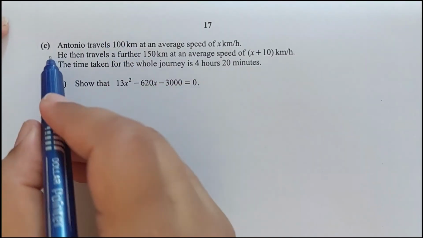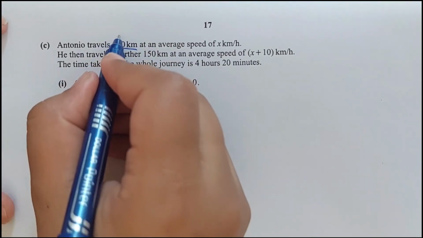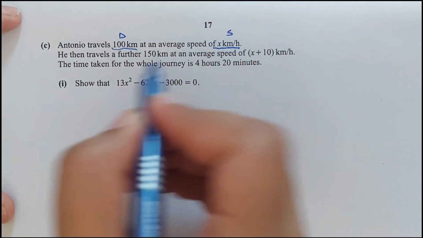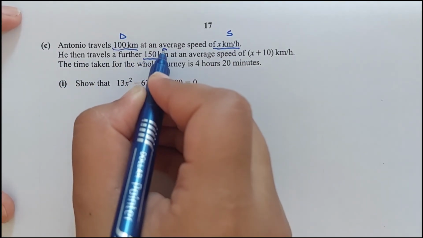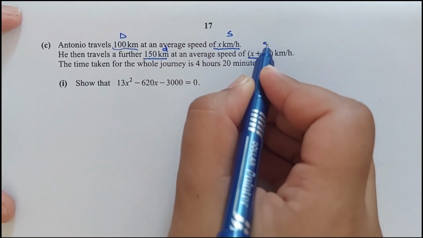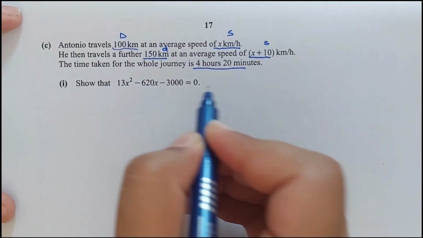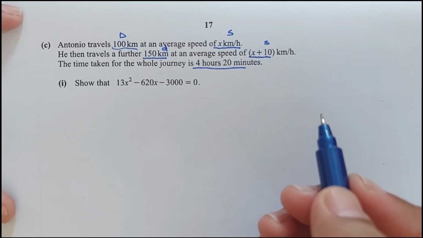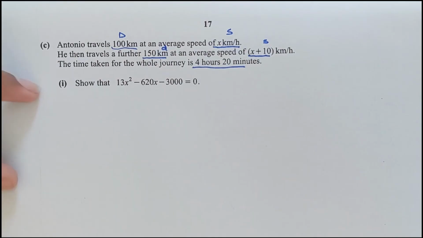Now for part C, Antonio travels 100 km. This is a distance we have been given, at an average speed of x km per hour. This is a speed. Then he travels a further 150 km, again the distance, at an average speed of x plus 10 km per hour. The time taken for the whole journey is 4 hours 20 minutes. Number 1, show that this quadratic equation. So make an equation. The time taken for the whole journey is 4 hours and 20 minutes.